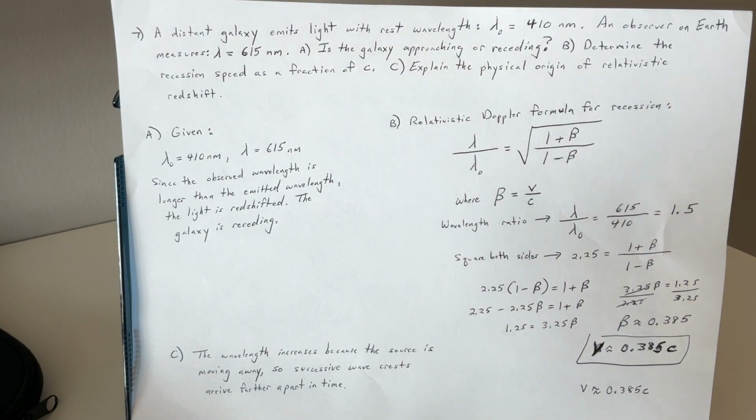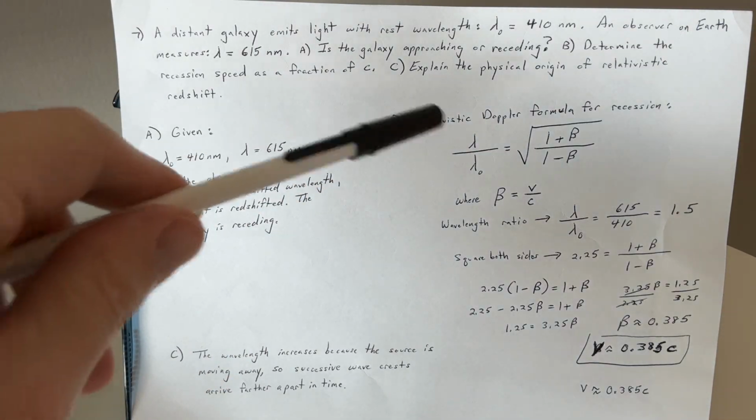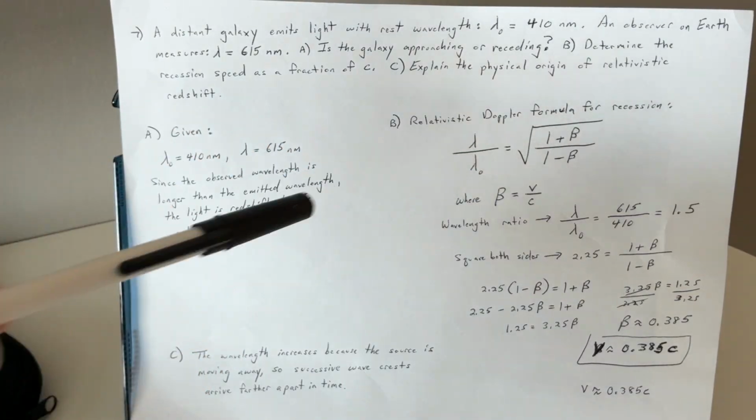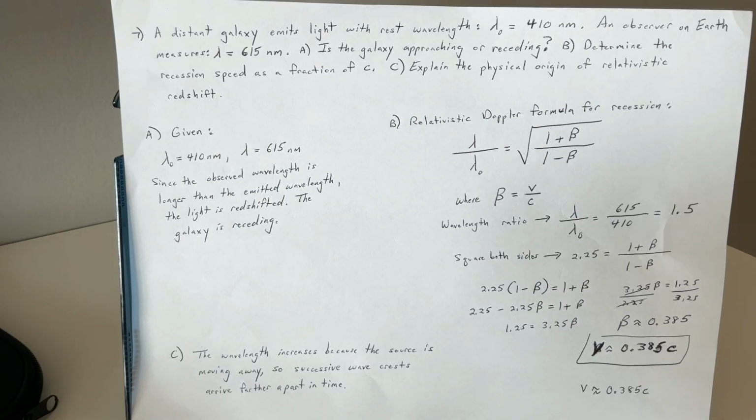Well, for part B, we use the relativistic Doppler formula for recession. That's going to be lambda over lambda naught equals the square root of (1 plus beta) over (1 minus beta), where beta is the velocity divided by the speed of light. So here we calculate the wavelength ratio. Lambda over lambda naught equals 615 over 410. That just gives you 1.5. Squaring both sides, 2.25 is (1 plus beta) over (1 minus beta).